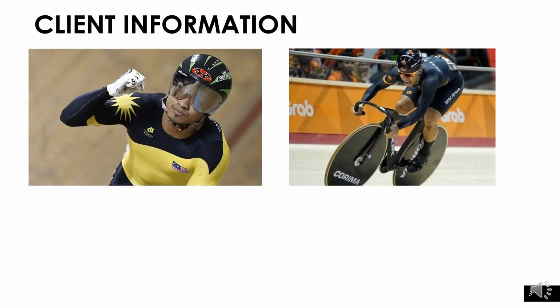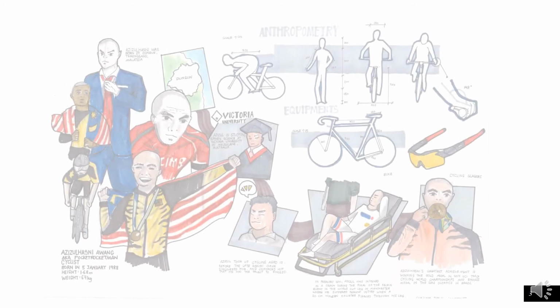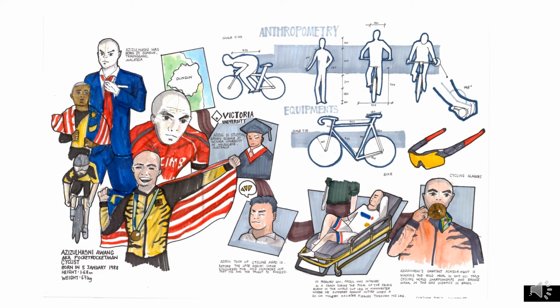Now I would like to introduce my client, who is named Azizul Hasni Awang, the Malaysian cyclist also known as Pocket Rocketman. He was born on 5 January 1988, his height is 1.68 meters, his weight is 67 kilograms, and his hobbies are gardening and cooking. And this is my client board.